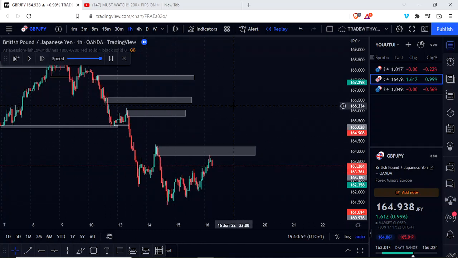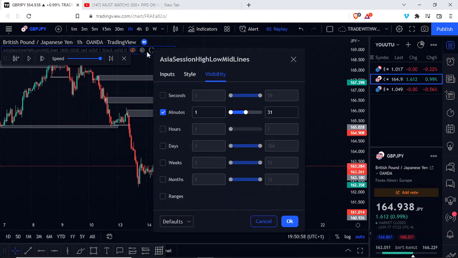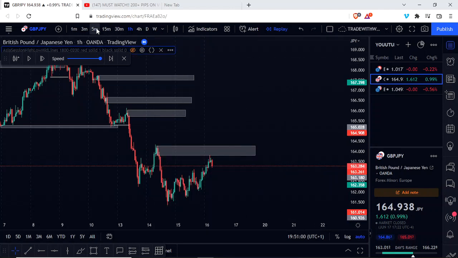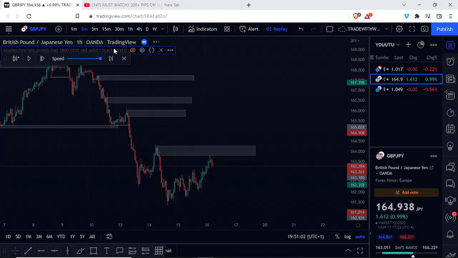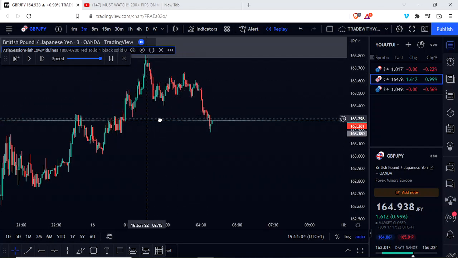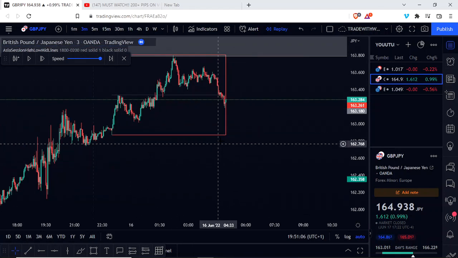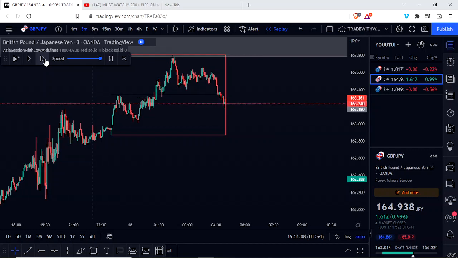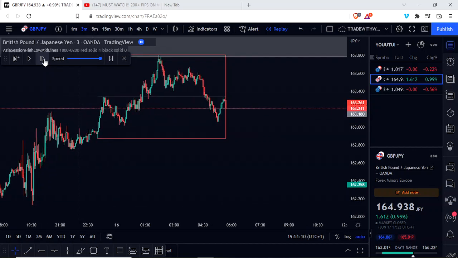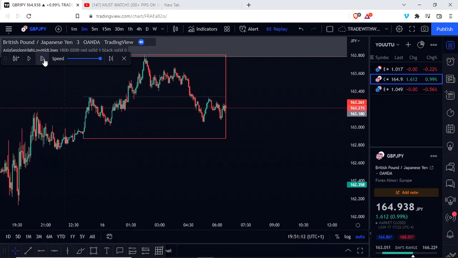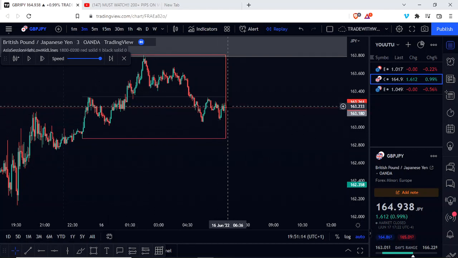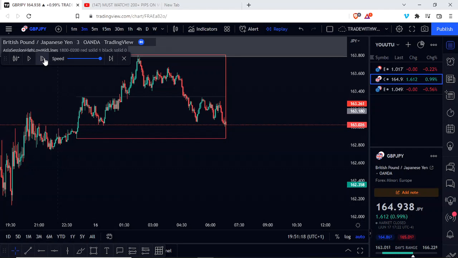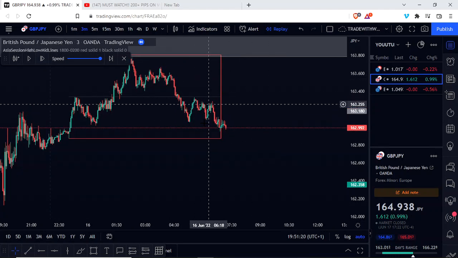Okay, so this one, let me go down to the 3 minutes for entry, right? But at this point, everybody's going to be asleep because it was an Asian session trade. So let's see what will happen after London session. So that's why I'm using this red line. So once the market is outside this red line, I know that the market is done with the Asian session.